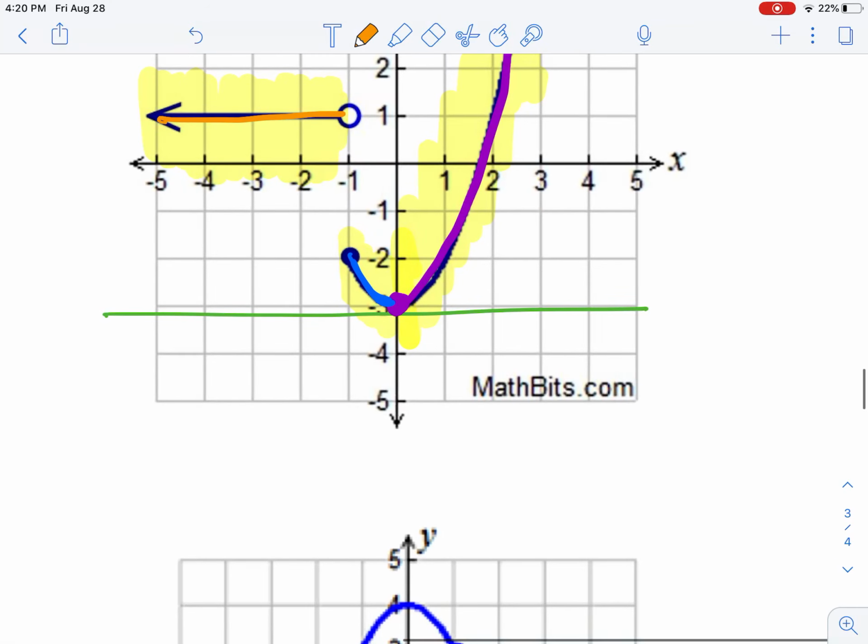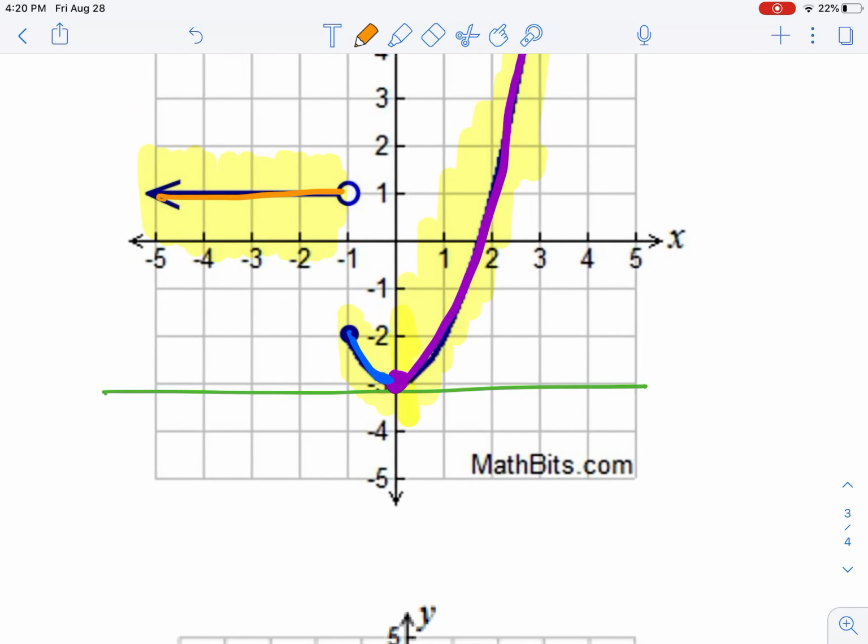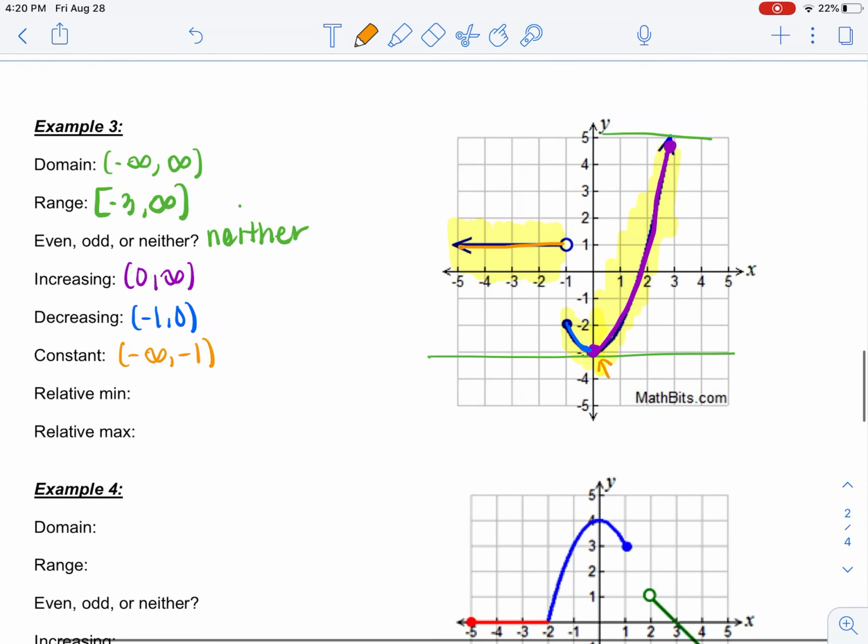Relative minimum. So I'm looking for places where it goes from decreasing to increasing. That's right here. That's at a y value of -3. Relative maxima, I'm looking for a place where it's going from increasing to decreasing, which is nowhere, so there's none.